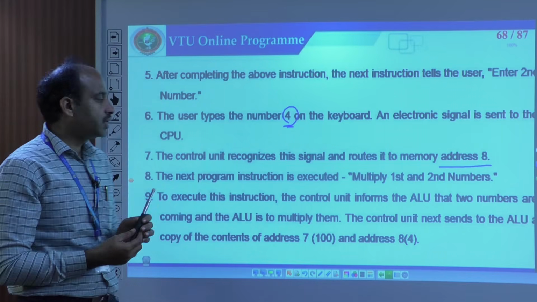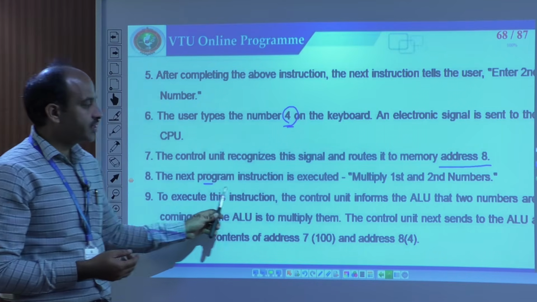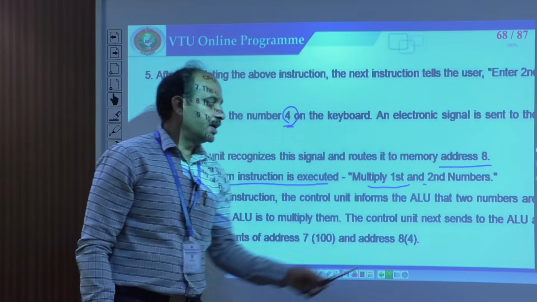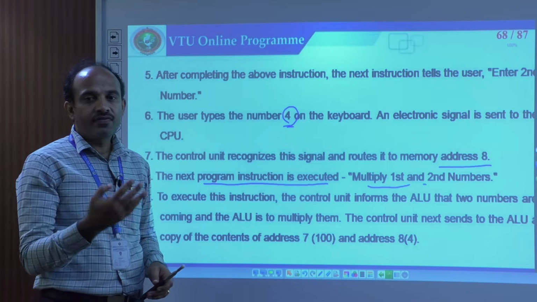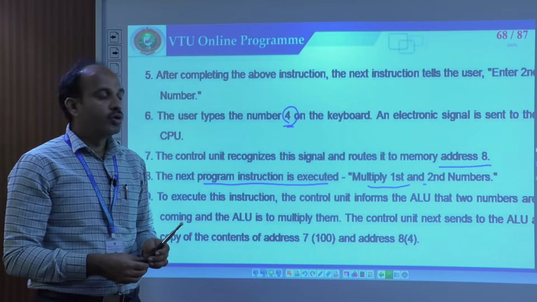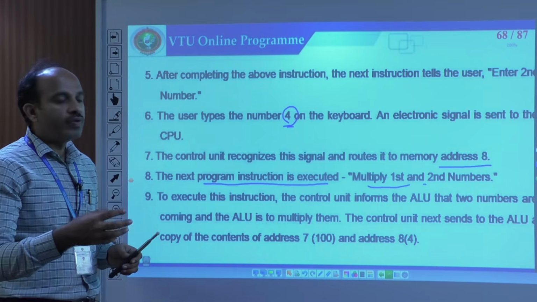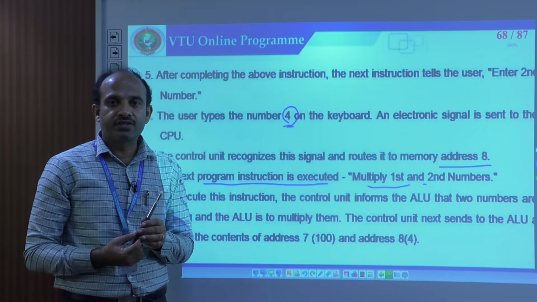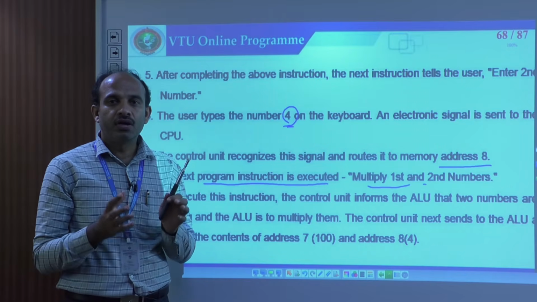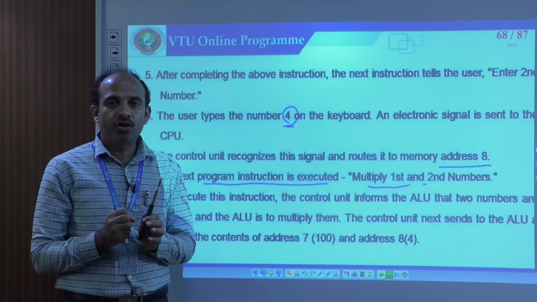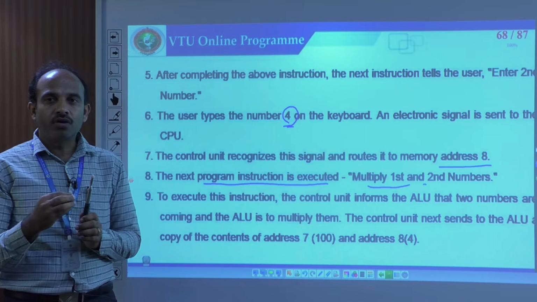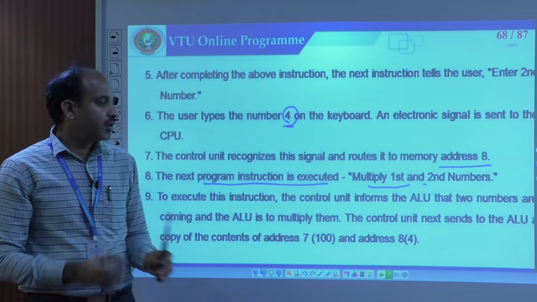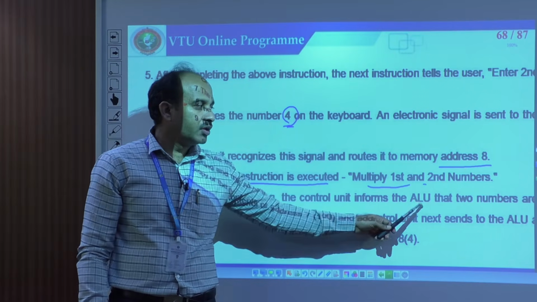Now look at the next instruction. What is the next instruction? It will be multiply the first and second number. To execute this instruction, who will do this job? Actually the ALU, the arithmetic logic unit, will do this job. Immediately the control unit comes into the picture. The control unit coordinates, or sends a message, or informs the ALU.